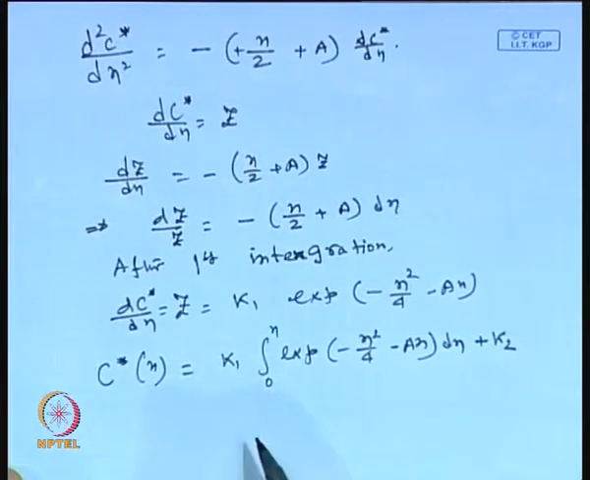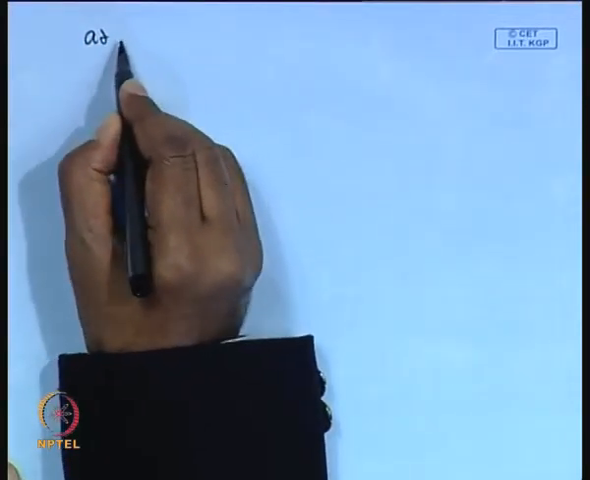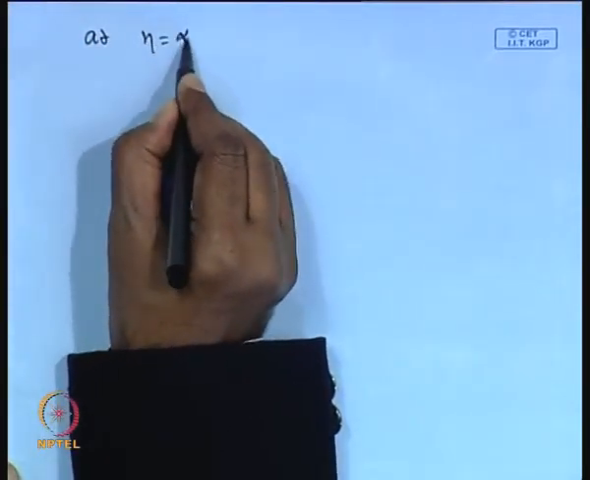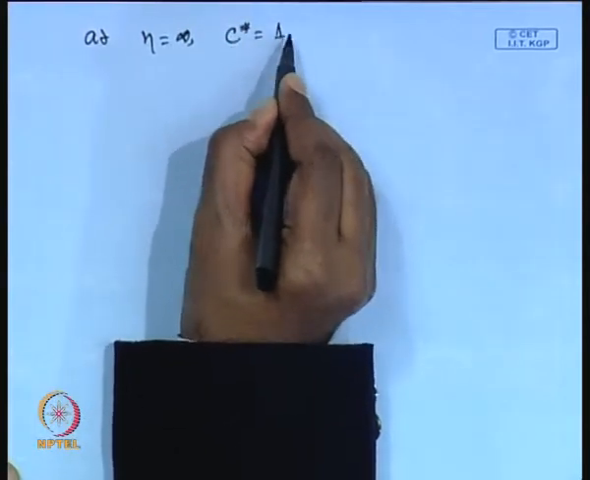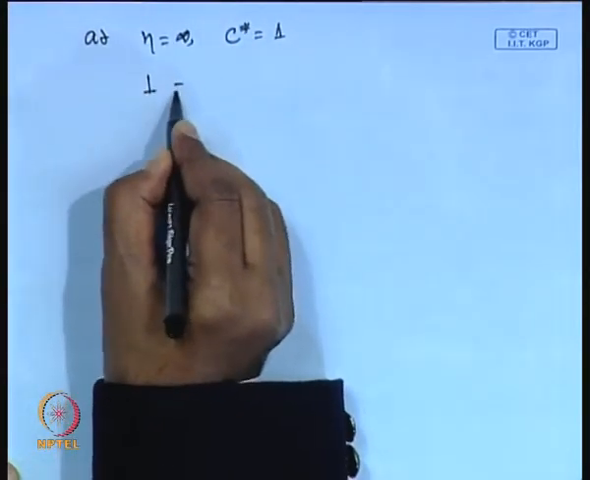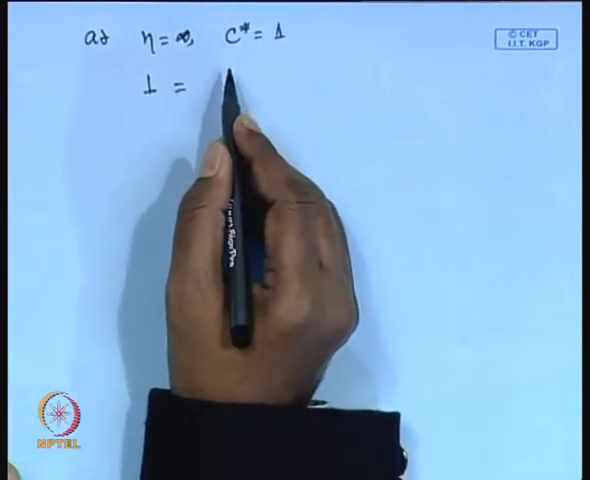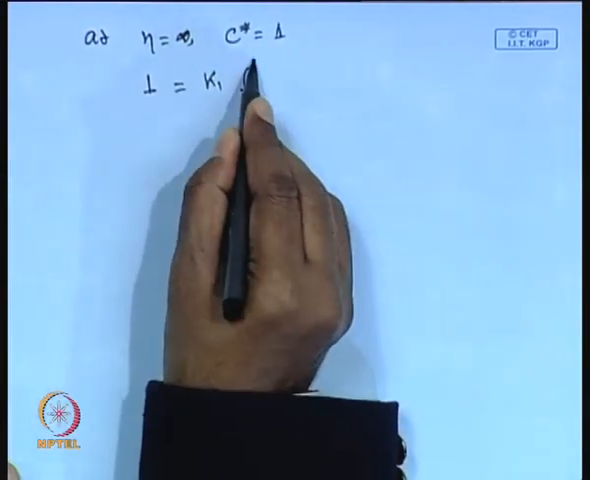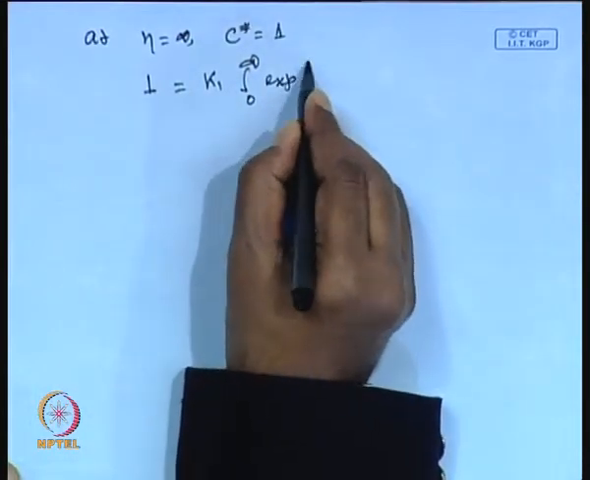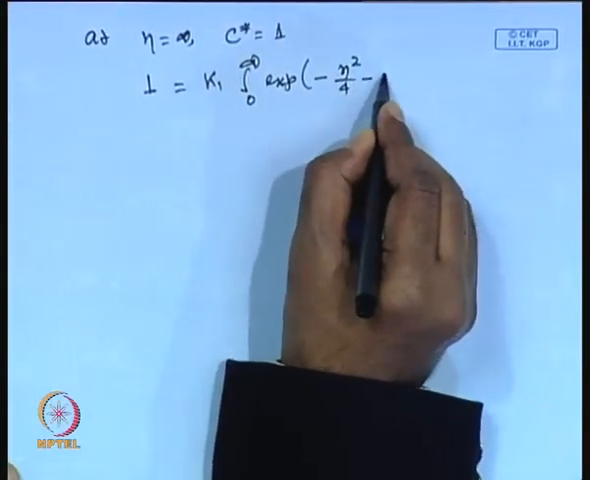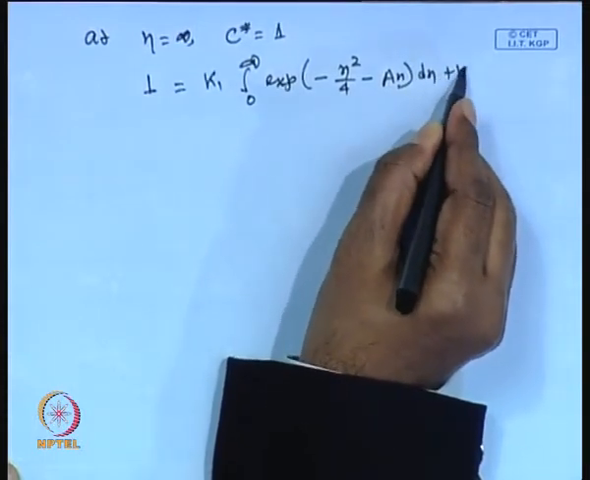Now you have the two boundary conditions that we discussed in the last slide, and using these two boundary conditions one can evaluate these two constants of integration, k1 and k2. The first boundary condition was at eta equal to infinity, c star is equal to 1. If you put this condition in your solution, 1 becomes k1 times the integral from 0 to infinity of exponential minus eta square by 4 minus A eta d eta, plus k2.